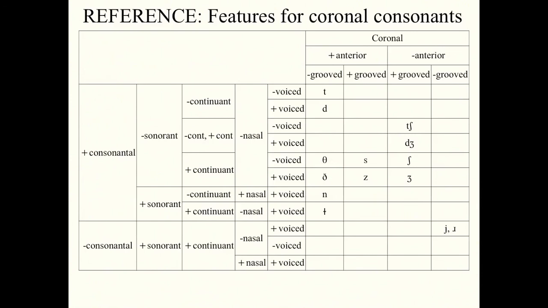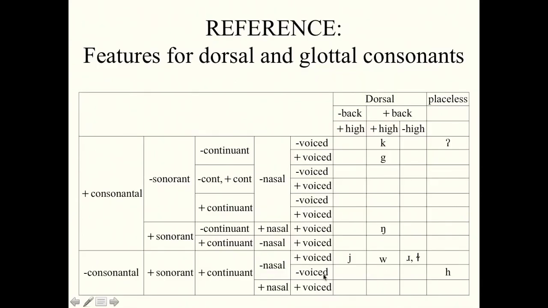Here's the same kind of thing for anterior coronals. So the th, for example, is a plus anterior minus grooved coronal, which is plus voiced and plus continuant. The R is a minus anterior minus grooved coronal, which is plus voiced. It also happens to be minus nasal plus continuant plus sonorant minus consonantal, and so on. So you can get all of those features. So you can make up these things for any language.